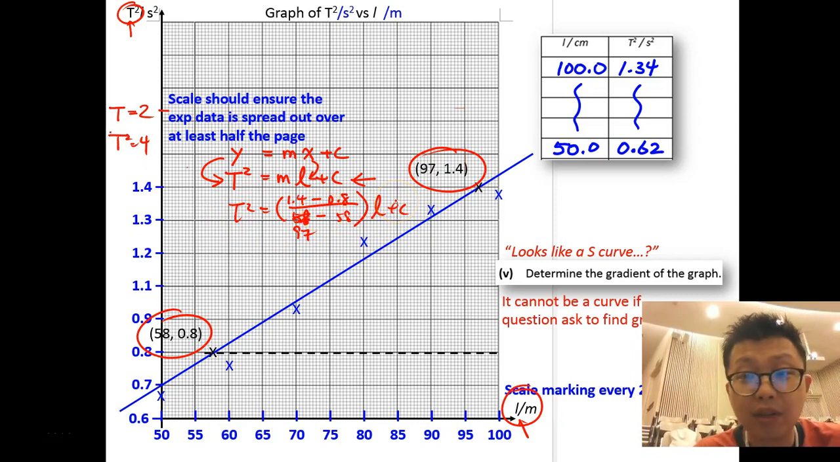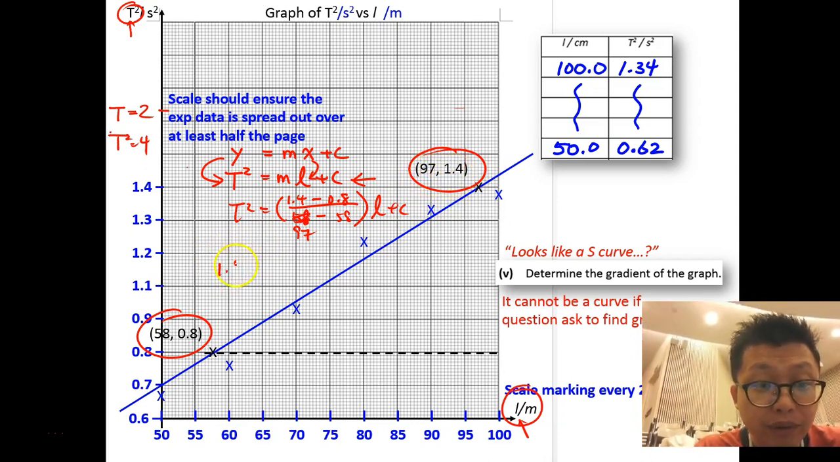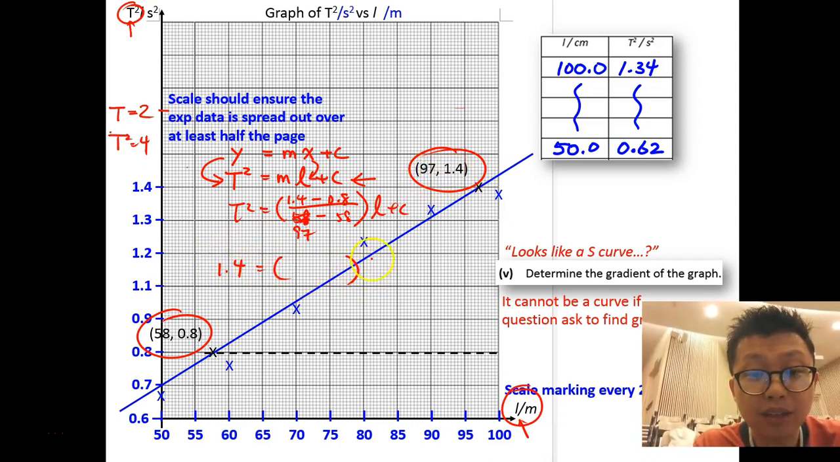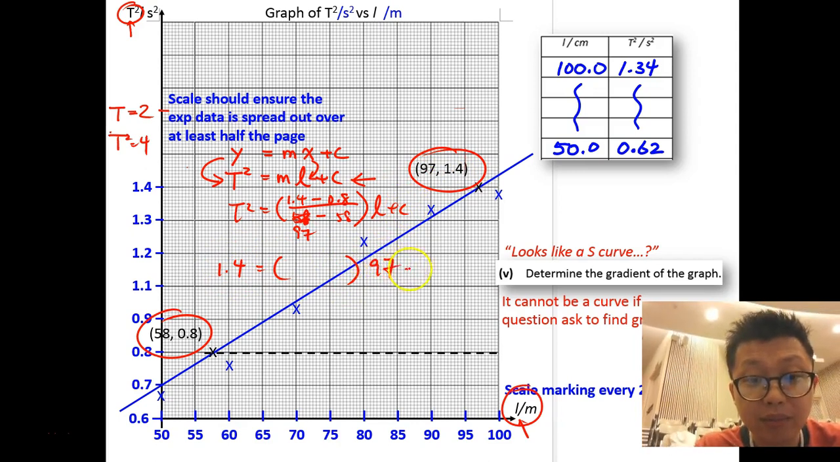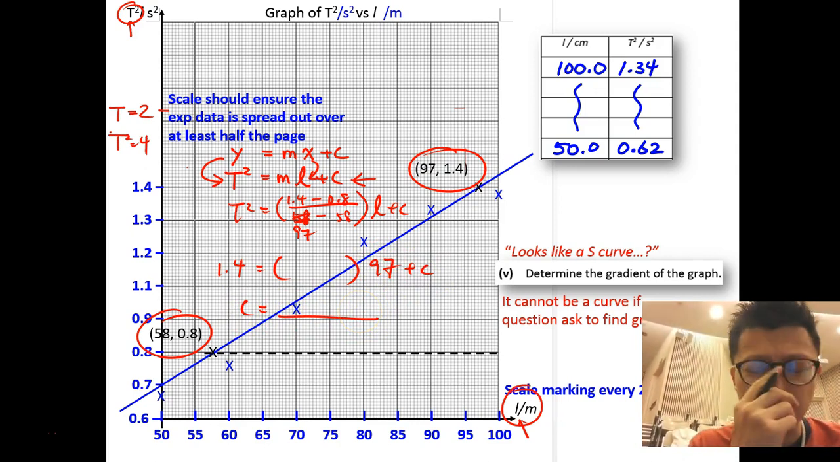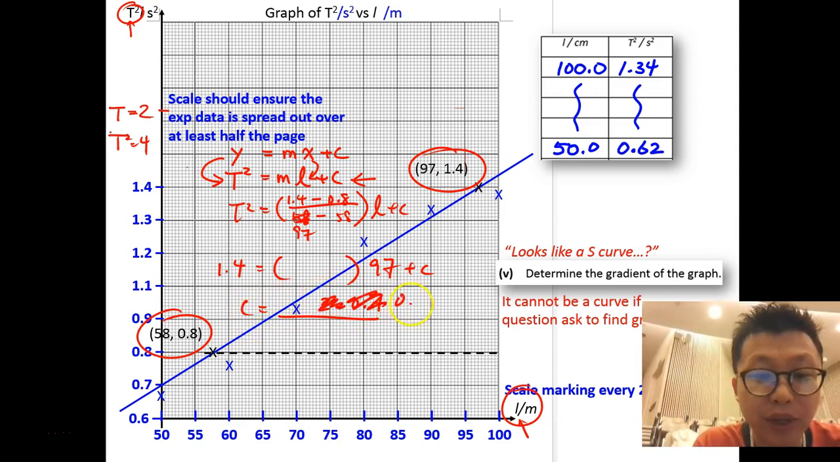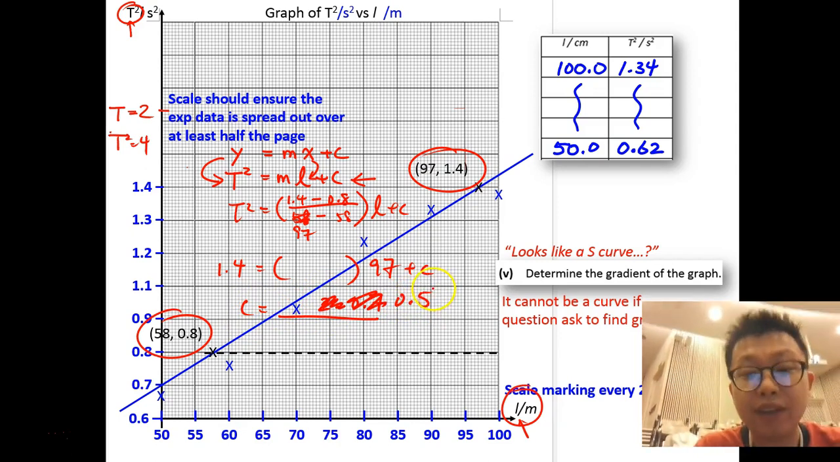Then what is my C? Well, you can substitute your value inside, right? Once you find your gradient, you substitute this inside. T squared is 1.4 equals to the whole chunk, L is 97, plus C. So you can work out what is your C, right? Once you work out your C value, let's say it's 0.5.